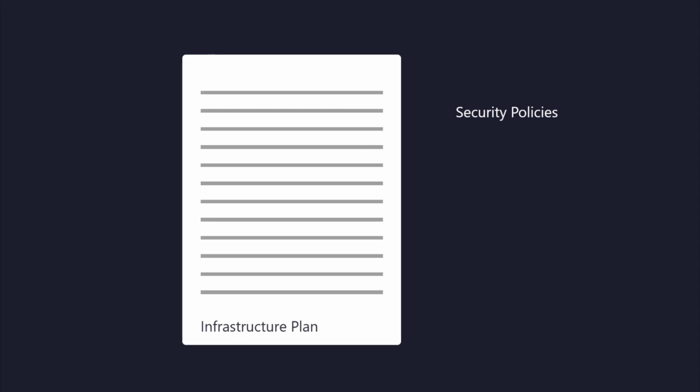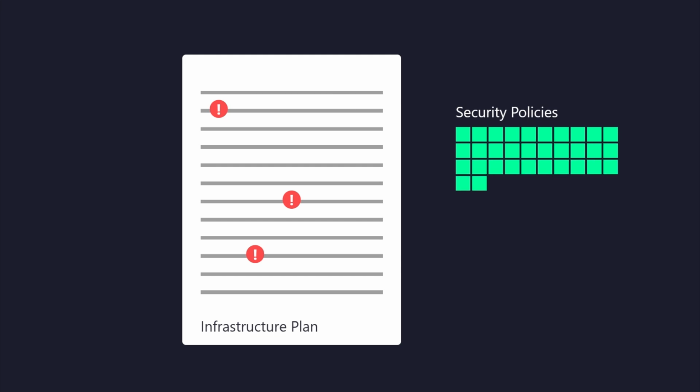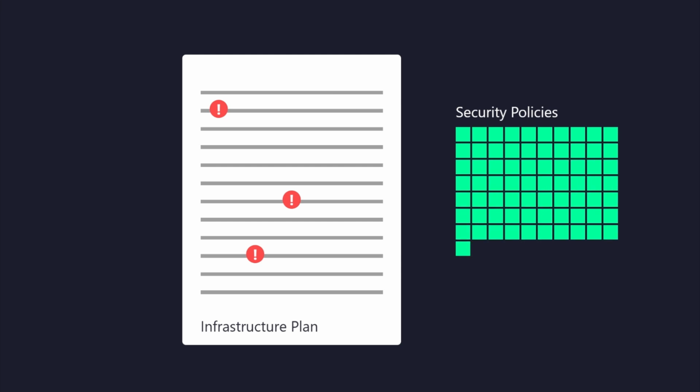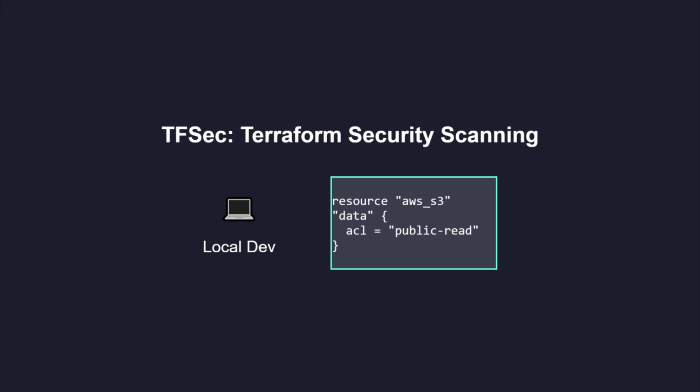Static analysis tools like Checkov scan your plan for security misconfigurations. It can detect unencrypted storage buckets or overly permissive network security groups by comparing your configuration against hundreds of built-in security policies. TFSec provides extremely fast security scanning tailored specifically for Terraform.